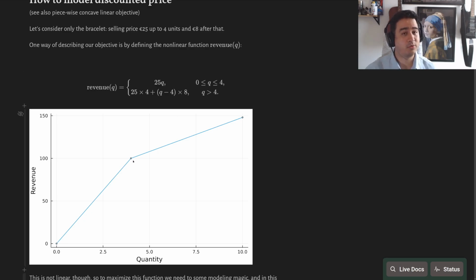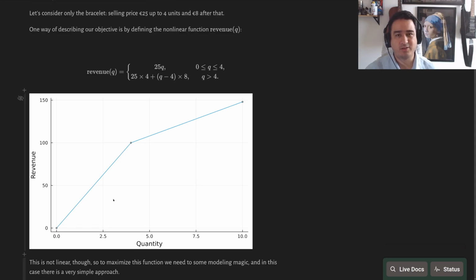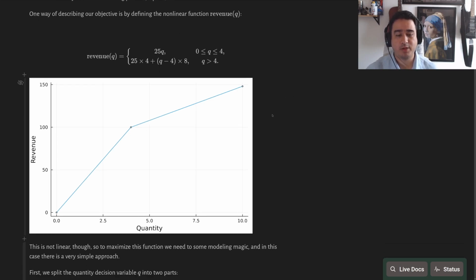It is a concave function and we are maximizing the revenue. So that's important: we are maximizing and the revenue is concave. Don't worry too much about that if you're not into the math of this, but this is important. This function is not linear. It's essentially linear in sections, or piecewise linear. Because it is piecewise linear, we can deal with that. And there is a simple trick to handling that, which is to split the quantity into 2 parts.